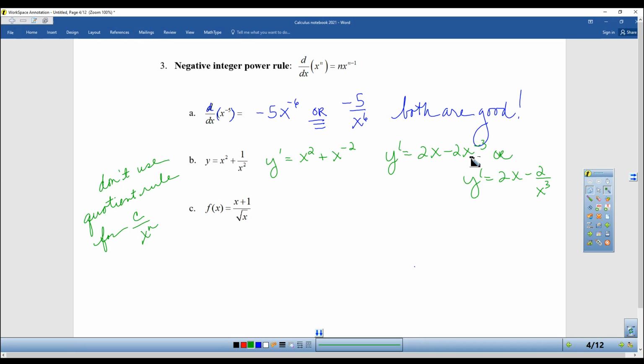Keep in mind, only the x cubed would go to the denominator. The 2 does not have a negative exponent, so it would stay at the top.